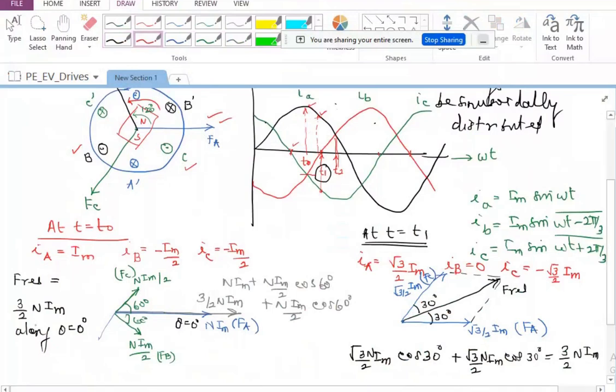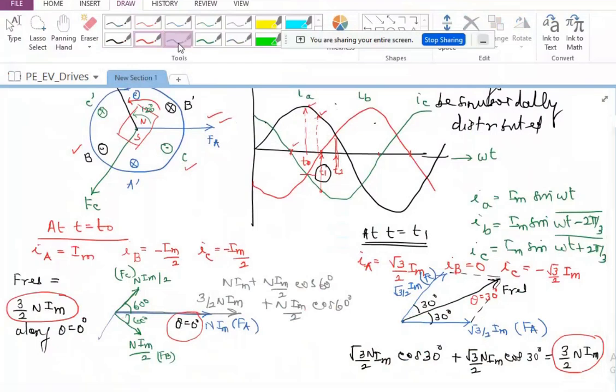So if you look at the magnitude, it is the same as what we got at t equal to t0. Now at t equal to t1 also we are getting the same thing. But if you look at the angle, this is theta equal to 30 degrees. So from the theta equal to 0 degree position, the same 3 by 2 n times Im flux vector or MMF, magnetomotive force vector, has moved by 30 degrees. So when the omega t has traversed from T0 to T1, which is a 30 degree duration, this has also traversed 30 degrees in the anti-clockwise direction.